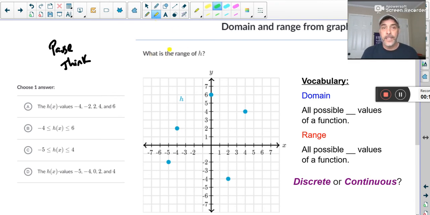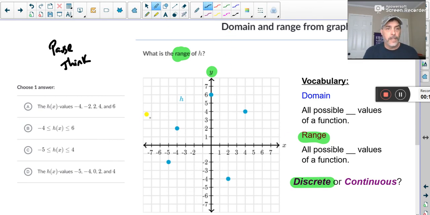The first thing I look at is this word. What is the range? The next thing I think of, what does range mean? Range means all possible y values. I look at these dots and I think to myself, this is a discrete function. There's a clear separation of points.